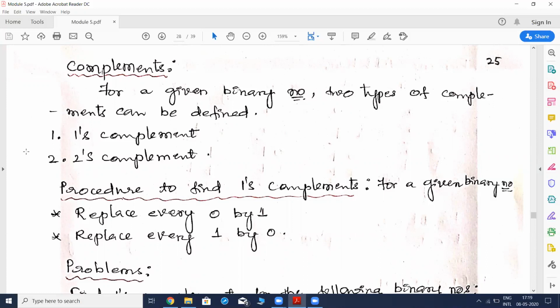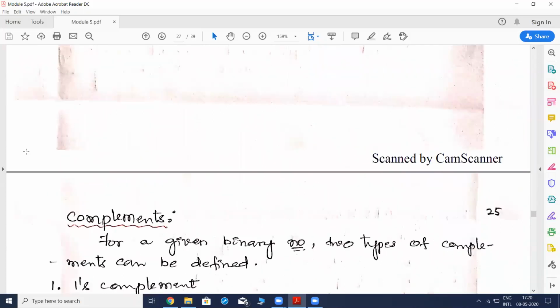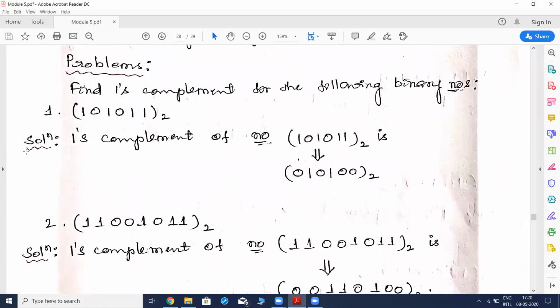For a given binary number, replace every 0 by 1 and replace every 1 by 0, and you are going to get the one's complement. Now let us see a few problems. In this session, we are going to learn about complements. For a given binary number, there are two types of complements, one's complement as well as two's complement. To find one's complement, replace every 0 by 1 and every 1 by 0.